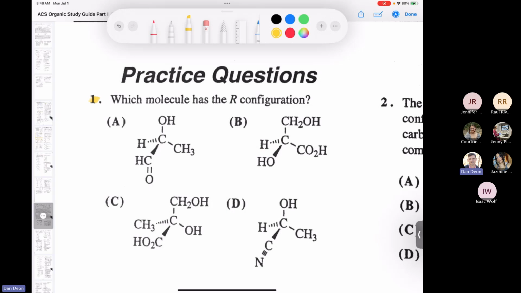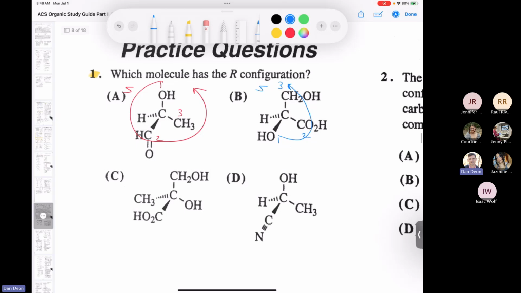So if we start with A, the hydroxyl is going to be number 1. This carbon is going to be number 2. This is going to be number 3. So we're going like this. The hydrogen is in the back, so this is an S molecule. If I look at B, I'll use blue for B. This is going to be number 1. This will be number 2. This will be number 3. So I'm going this way. The hydrogen is in the back, so this is also an S molecule.